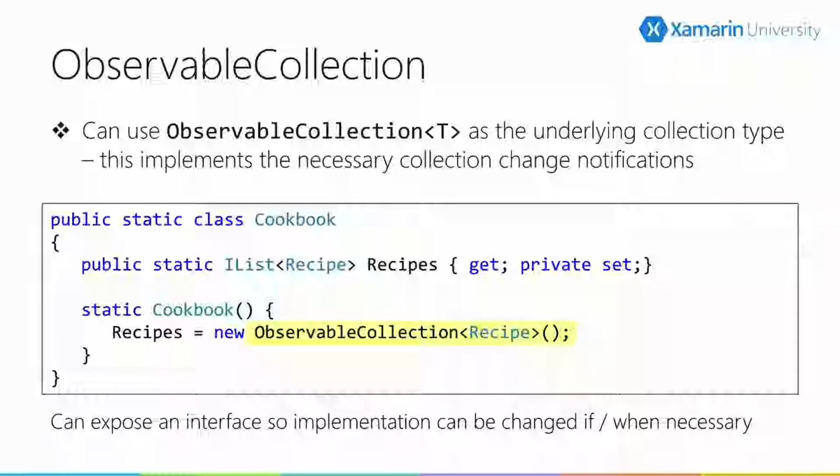Our recipes property is still exposed as an IList. Internally, however, we assign a new ObservableCollection. The list view does not check for the exact type. It just verifies that whatever you expose there is an INotifyCollectionChanged. Well, that's the case here. This allows you to keep the ObservableCollection as an internal implementation detail. You can change it if you need.